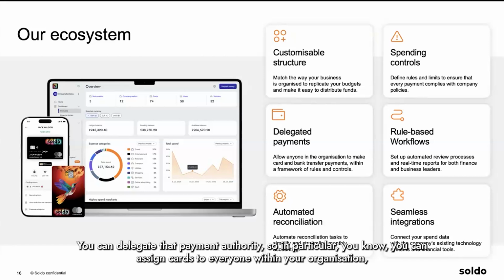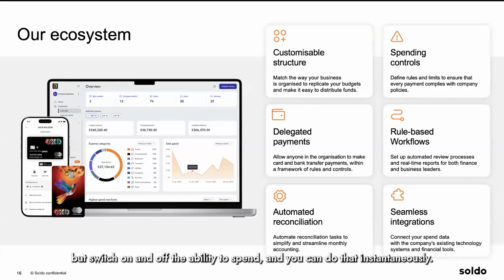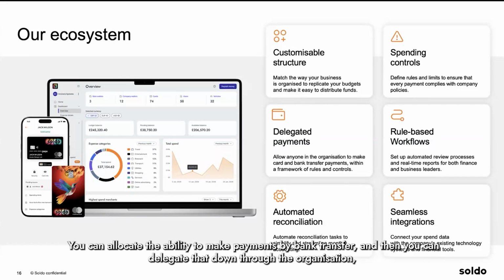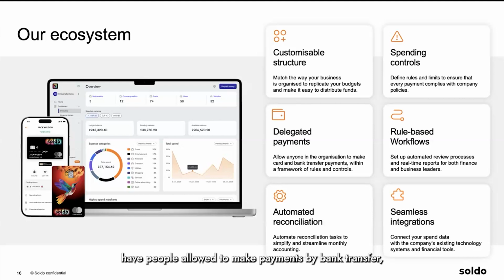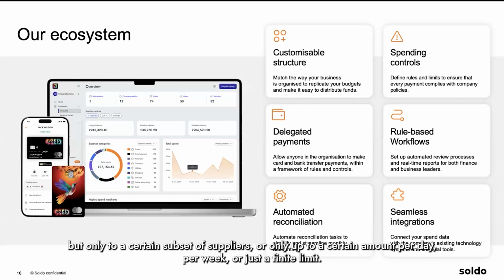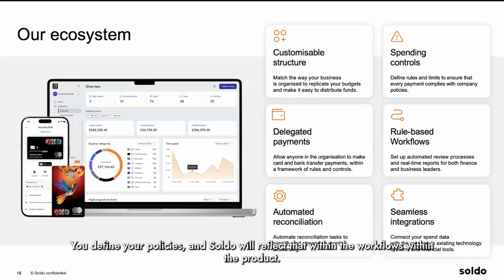You can delegate that payment authority. So in particular, you can assign cards to everyone within your organization, but switch on and off the ability to spend, and you can do that instantaneously. You can allocate the ability to make payments by bank transfer, and then you can delegate that down through the organization, have people allowed to make payments by bank transfer, but only to a certain subset of suppliers, or only up to a certain amount per day, per week, or just a finite limit. You define your policies, and Soldo will reflect that within the workflows within the product.